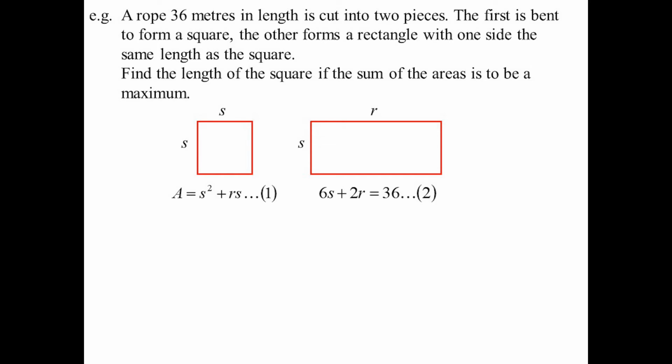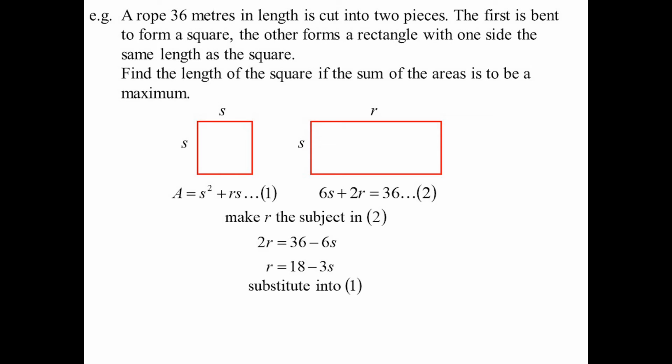I now want to eliminate one of these. The smart one to eliminate would be R, because that's going to be a lot easier than trying to get rid of the S. So let's make R the subject. In the second one, I'm going to sub in 18 minus 3S and substitute that into 1. Excellent. I mean, I've got to expand it out and what have you, but I've got what I want. I've got a two-dimensional problem now. From there, it's now calculus.